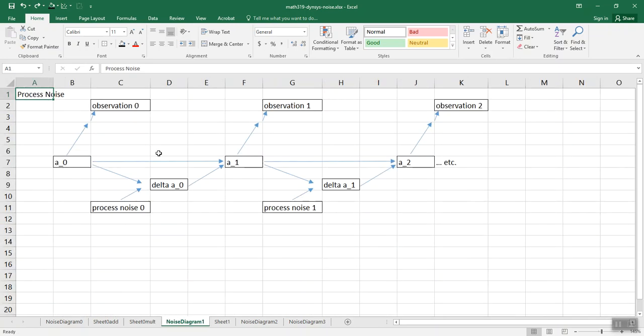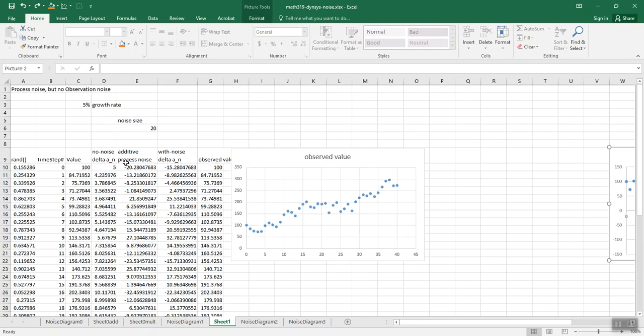Let's talk about process noise. Here I don't have the randomness adding to the observations, but I have randomness adding to the change amount from one time step to the next. Now typically we don't get to see the process noise either. And let's go look at what this looks like in a spreadsheet.